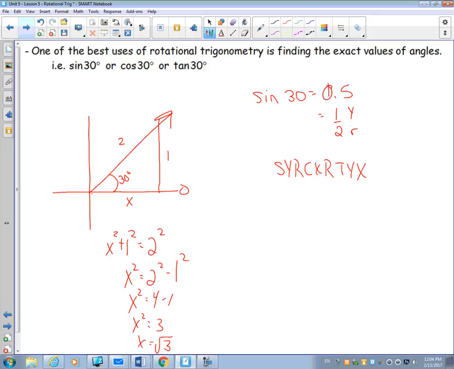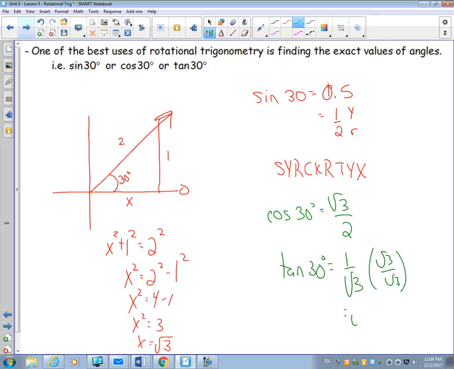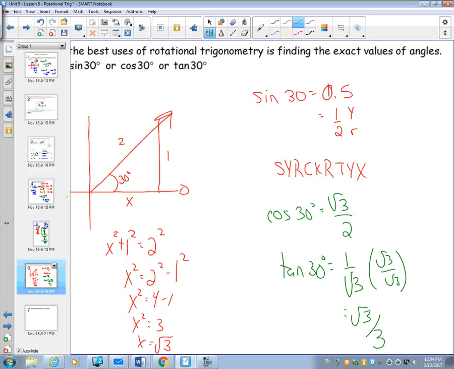And now, if I really wanted to, I could find the exact value of cos. Cos of 30, without using a calculator, is x over r: root 3 over 2. I could find tan of 30, y over x: 1 over root 3, or if I rationalize that, I get root 3 over 3. And if you try it with your calculator, I hope you would agree that those are the exact same answers that we get.